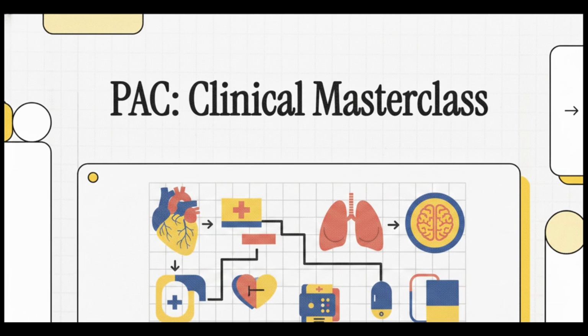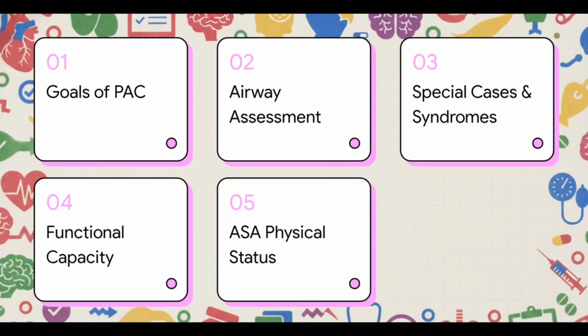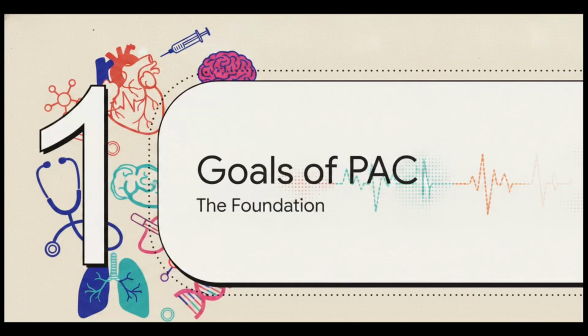So let's get started. Here is our agenda for today. 1. Goals of pre-anesthetic checkups. 2. Mastering the airway assessment. 3. Special cases and syndromes. 4. Cardiopulmonary functional capacity. And 5. ASA Physical Status Grading.